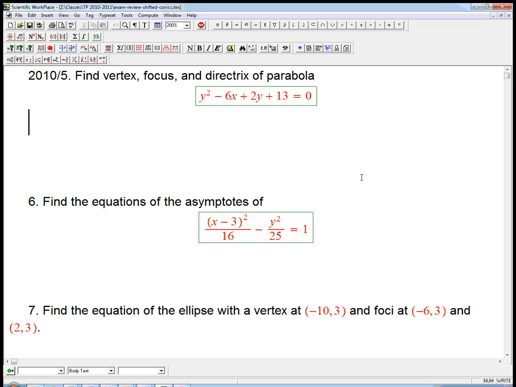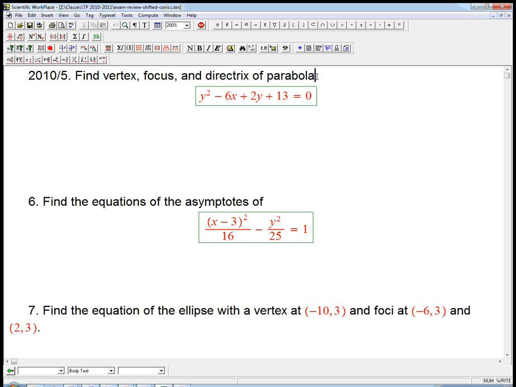Here's some conics problems from the exam review. Let me do 3 from the 2010 exam, and then if I have time we'll do some more. One is find the vertex, focus, and directrix of the parabola. So that's nice that they tell you it's a parabola.